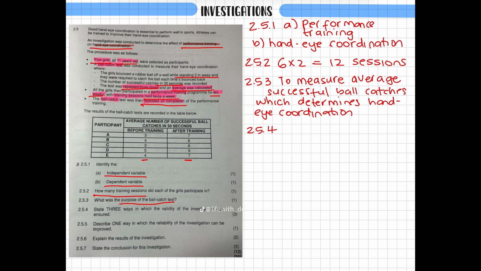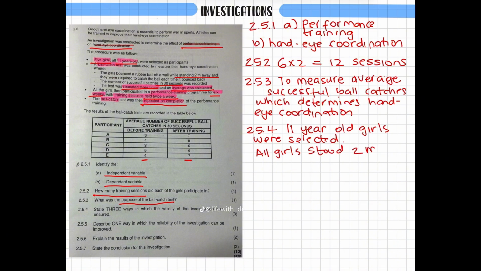So the next question, you state 3 ways in which the validity of the investigation was ensured. You need to go back to your extract and check. 11-year-old girls were used or selected. We can see here that the rubber ball was bounced off a wall while standing 2 meters away for each of the girls.